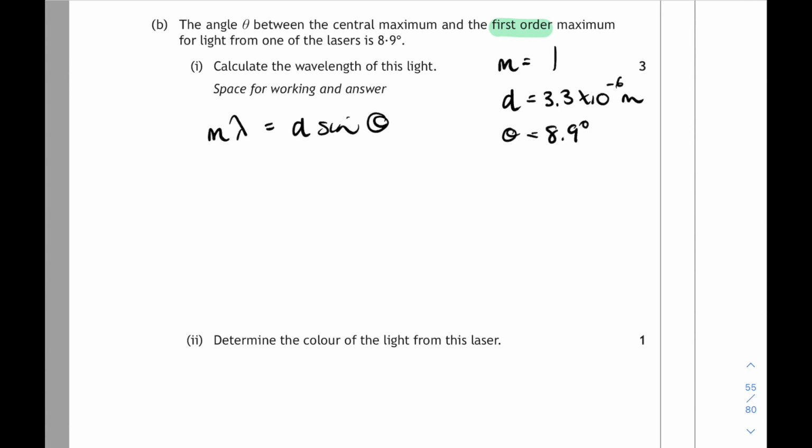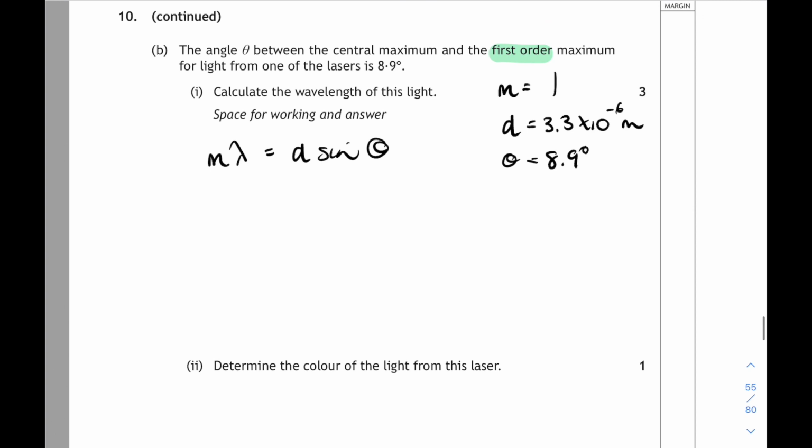Our theta is 8.9 degrees. So no rearranging required here. Lambda will be equal to 3.3 times 10 to the minus 6 times the sine of 8.9 degrees.